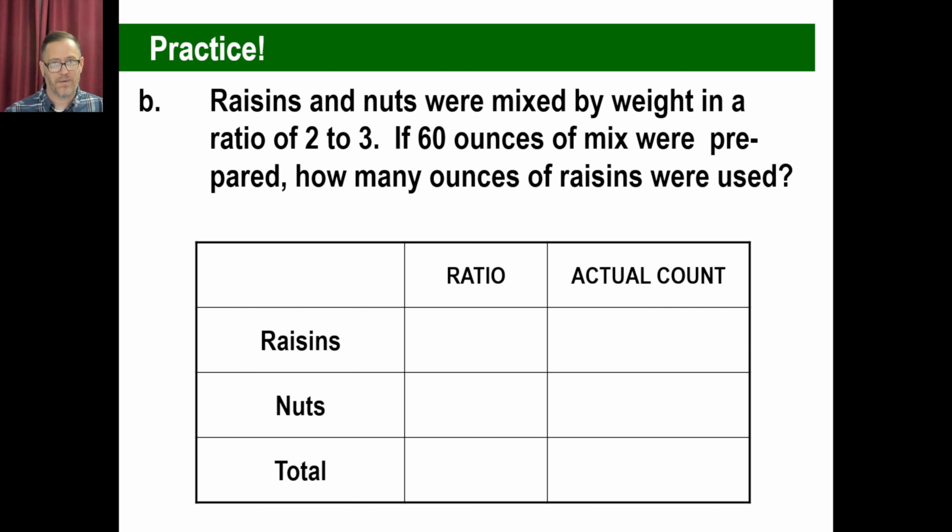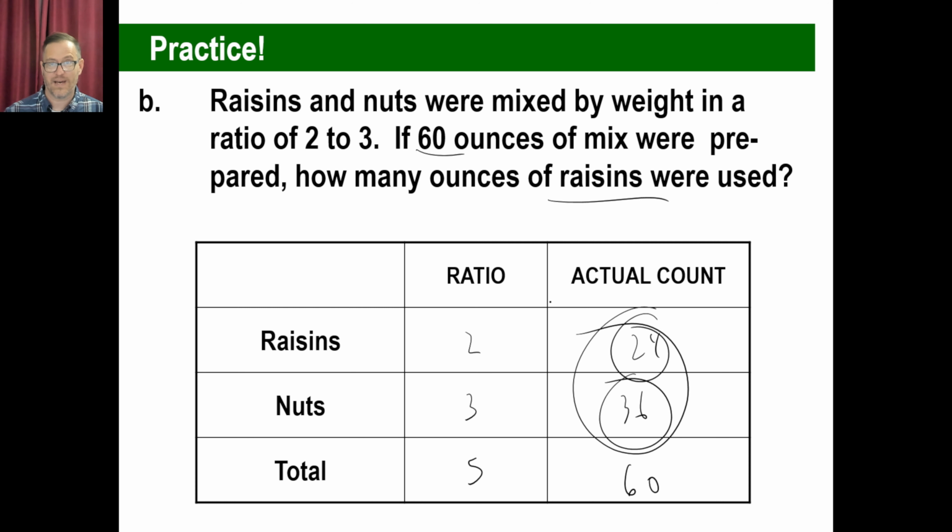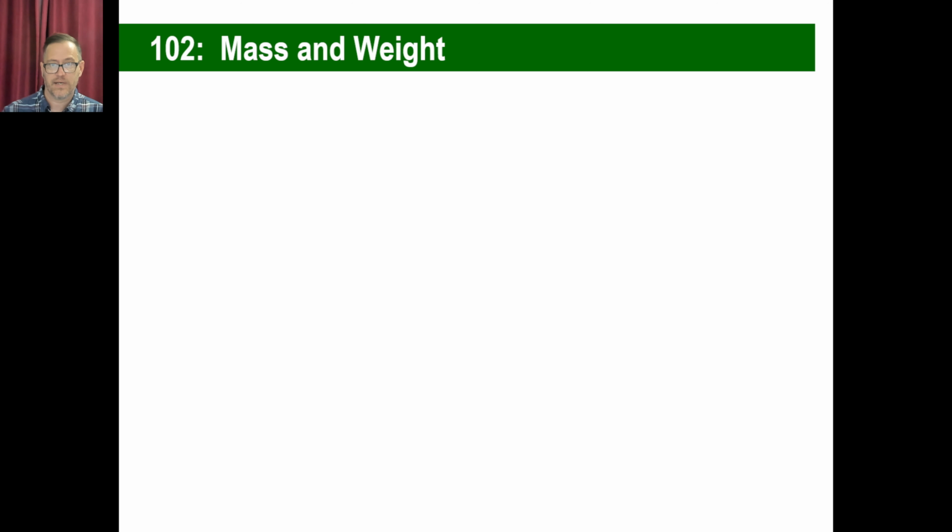Okay, we got 60 ounces total. How many were raisins? Let me just underline raisins to remind me. So we got raisins and nuts, 2 to 3, and of course the basic stripped-down ratio total is going to be 5. They say 60 total. How many were raisins? Well, 5 times 12 is 60, so 3 times 12 is 36. That's the answer. Let's just check it to make sure. 2 times 12 is 24, and those two added together give you 60.